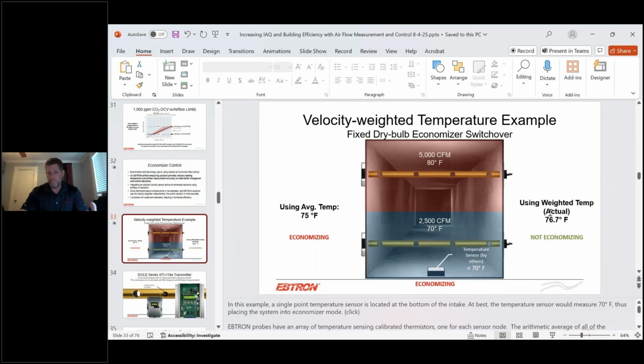So if you set up your averaging sensor to go into economizer mode at 75 degrees, your weighted average in this example is actually 76.7. You would not want to be in economizing mode. Now, the opposite could also be true. You could have 2,500 CFM at 80 degrees and 5,000 CFM at 70 degrees. And then what would your average temperature be? Your weighted average would be maybe 73.4, so you might be in economizing mode. So it gives you better control over your economizer strategy to ensure that you're operating most efficiently and not introducing untreated air into the system, which can cause indoor air quality issues.